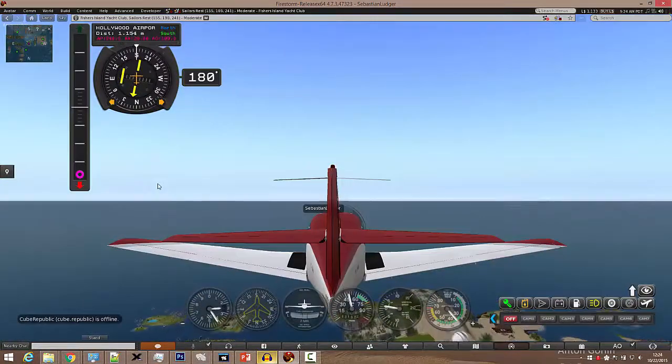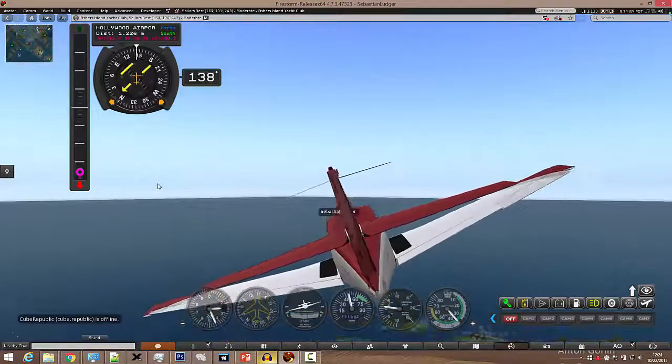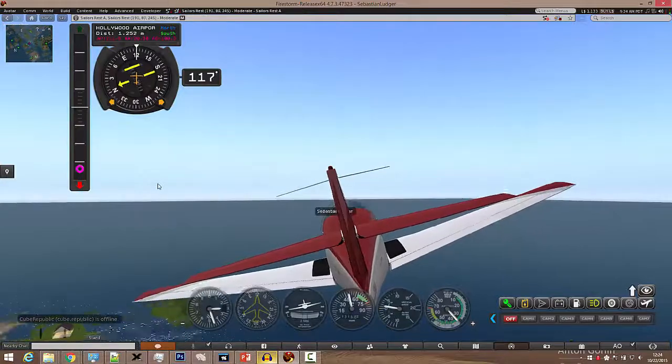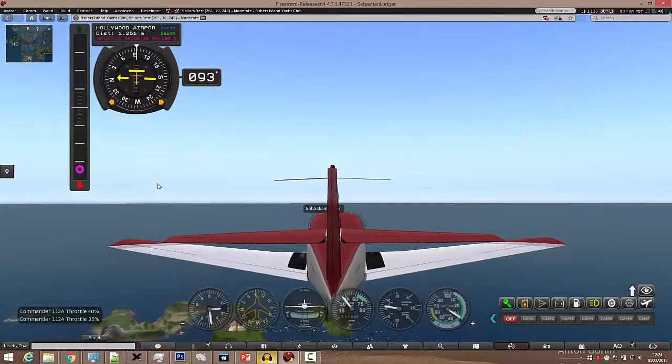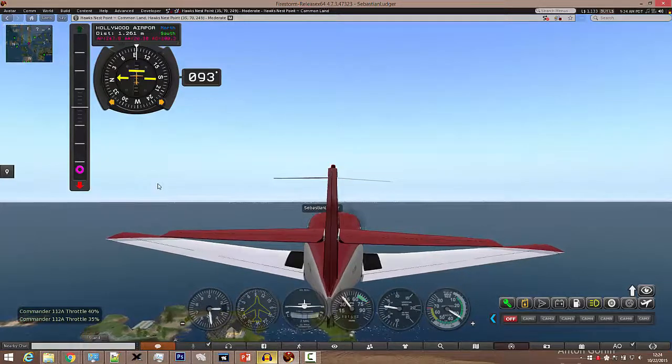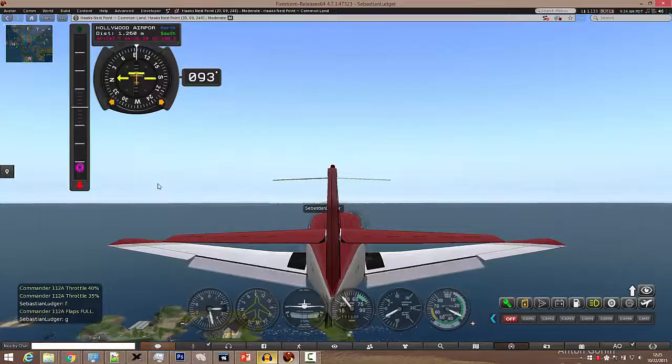Okay, so now I'm going to make a left turn, followed by another left turn. First thing I'm going to do is reduce my power. Lower the flaps and then lower the gears.